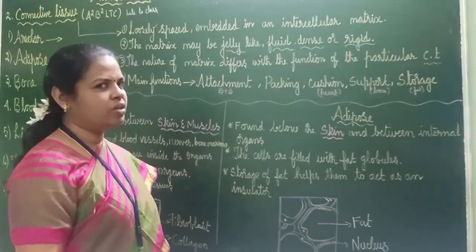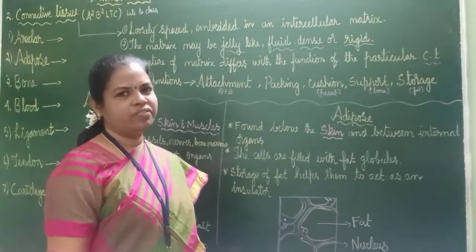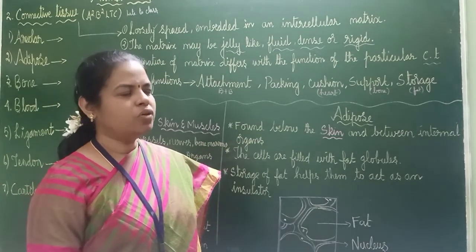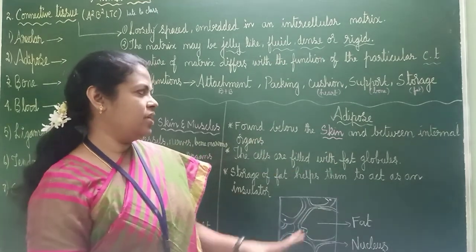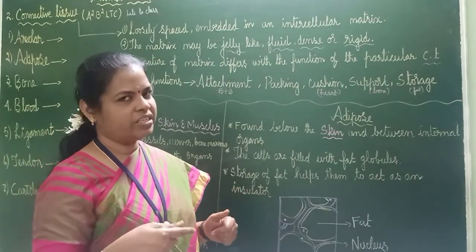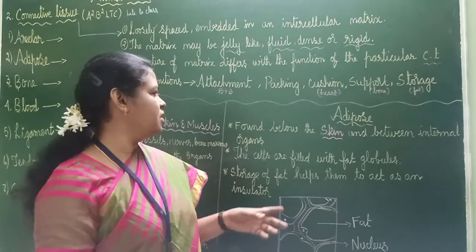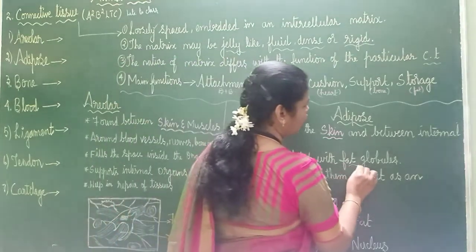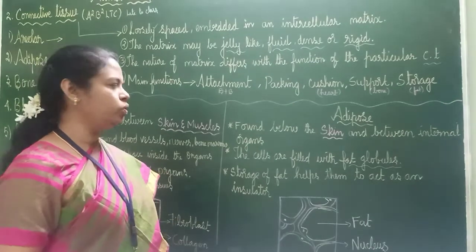Now adipose. Adipose means it is what? Fat. They are found below the skin. Where do we find fat in our body? Not very clear about it, no? See, we'll see. Found below the skin and between the internal organs. Between the organs also fat is seen. That also you have seen in chicken, mutton and all, no? Fat pieces. The cells are filled with fat globules. Fat when it is together is called a globule.